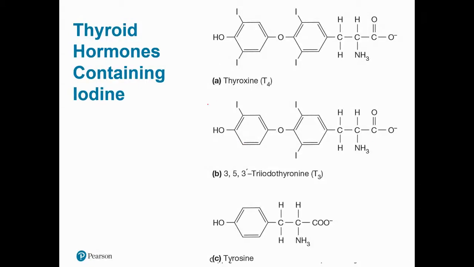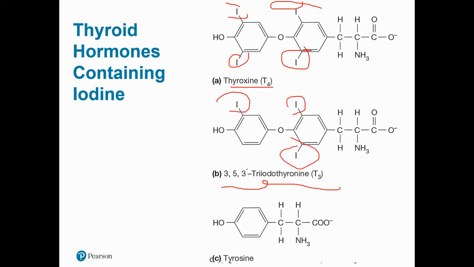Here's a quick look at the thyroid hormones and the fact that they contain iodine. You see all these little iodines. This is thyroxine, otherwise known as T4. The second one is triiodothyronine, so T3, meaning triiodo, three iodines. And then at the bottom is tyrosine, so again an amino acid backbone to these thyroid hormones.